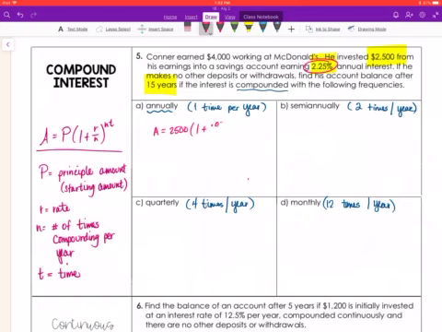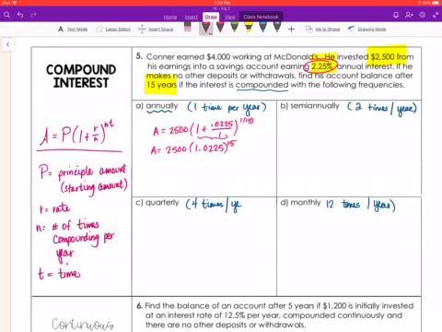So that'll be 0.0225 divided by the number of times it's compounded per year. In this case, it's going to be 1. I don't have to write the 1, but just for the sake of using the formula, I'm going to put it there. And then my power is 1 time per year, so that's 1 times 15 for 15 years. So let me simplify this a little bit. That'll be 2,500 times, and when I add these together, I get 1.0225 to the 15th power.